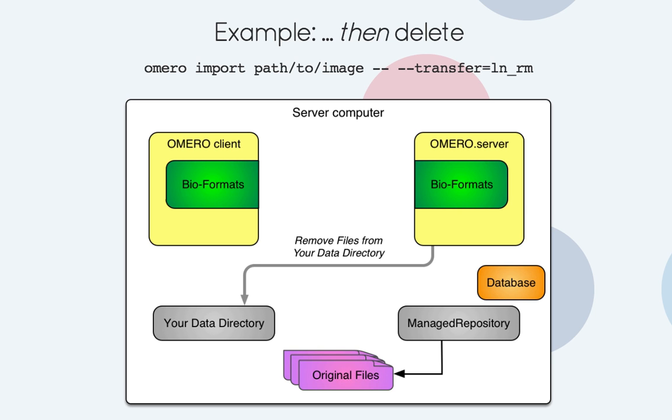So if the files have been uploaded successfully and if the files have been imported successfully, then the server will remove the files from your local directory. In this case, it effectively means just breaking the links from the local directory to the original files, because with the hard link system the links still exist from the managed repository to the original files. And this obviously means that there is no data duplication in this case.